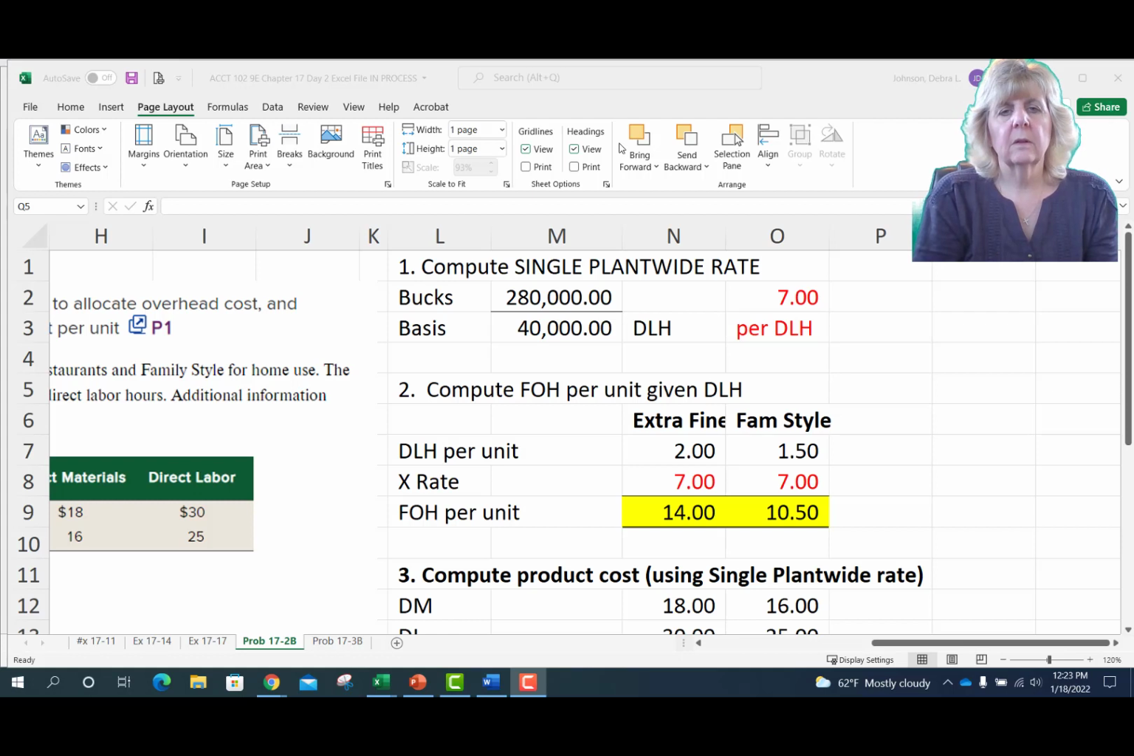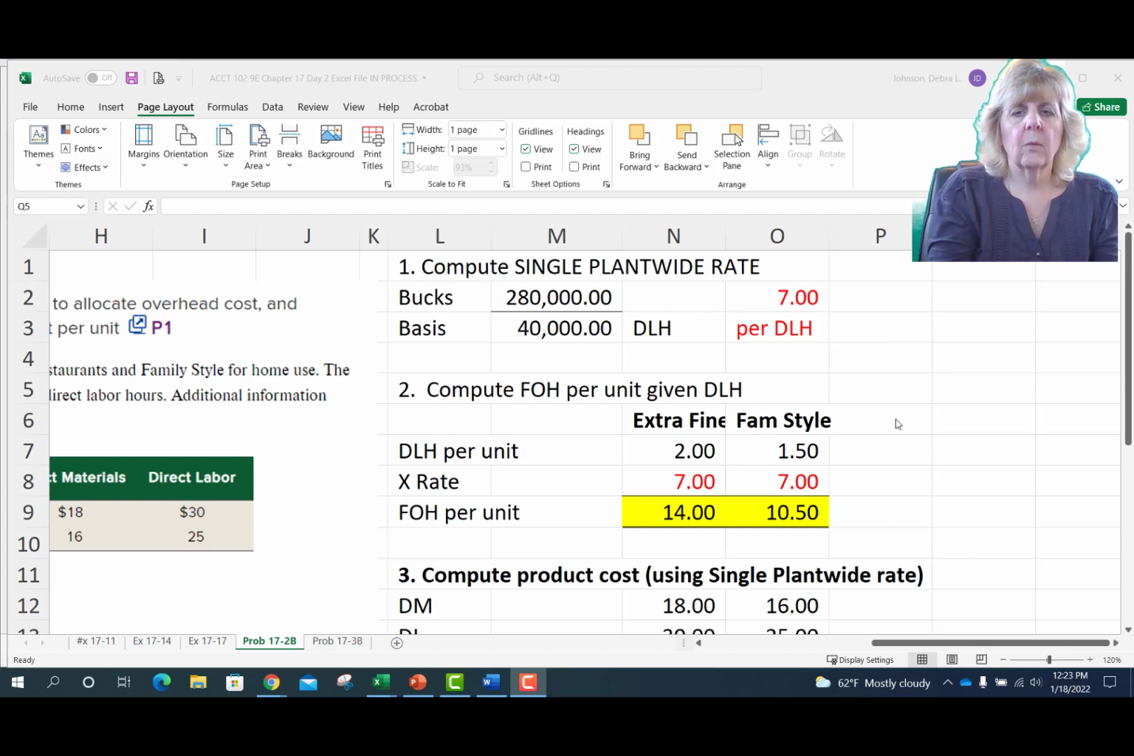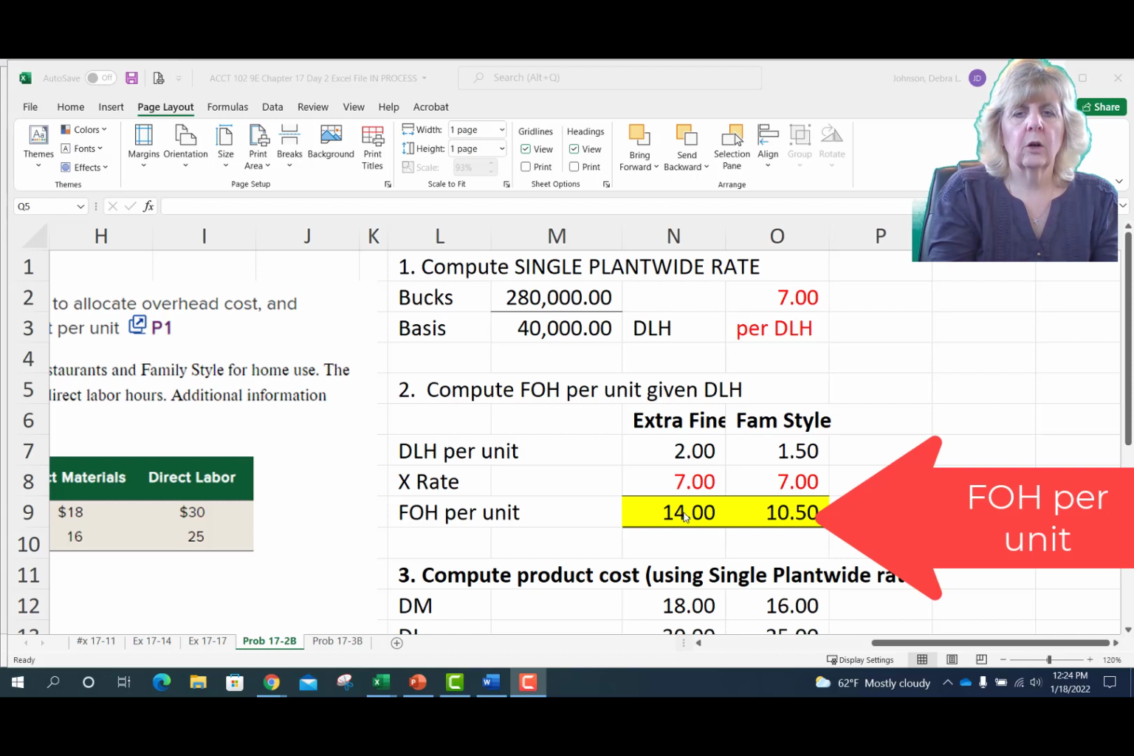Let's go over the solution. Step 1, the bucks over basis should have resulted in a rate of $7 per direct labor hour. Using that rate, we should have multiplied that by direct labor hours per unit given to you by the author. The product of that is $14 for the extra fine salsa and $10.50 for the family style salsa.